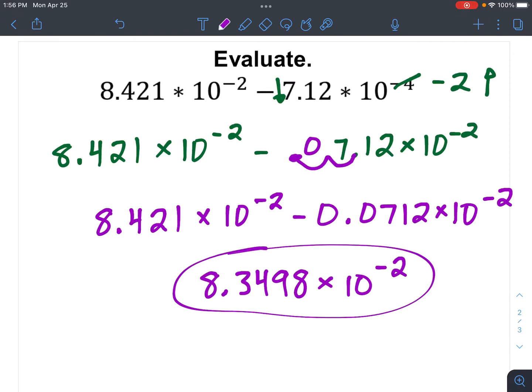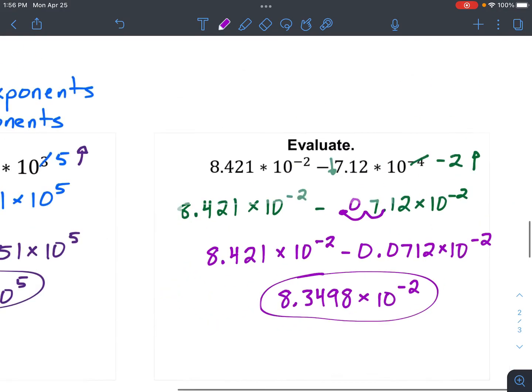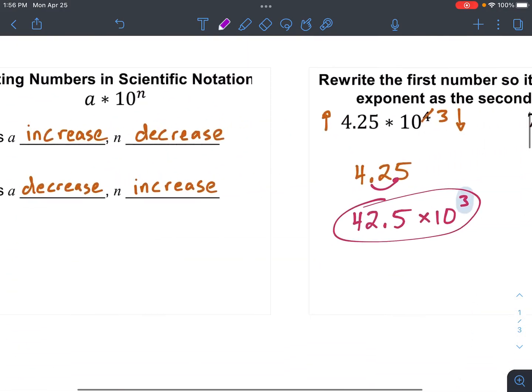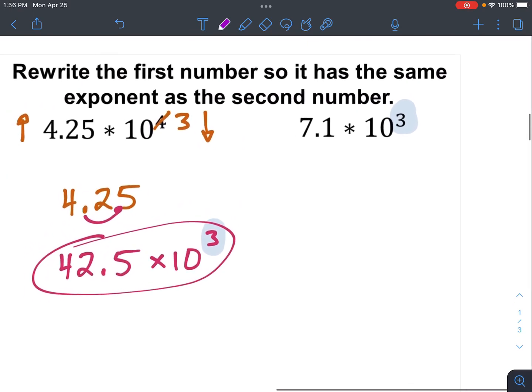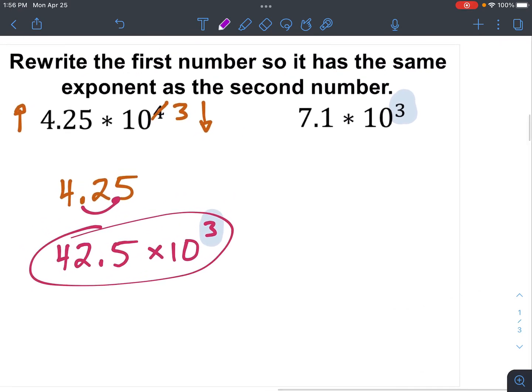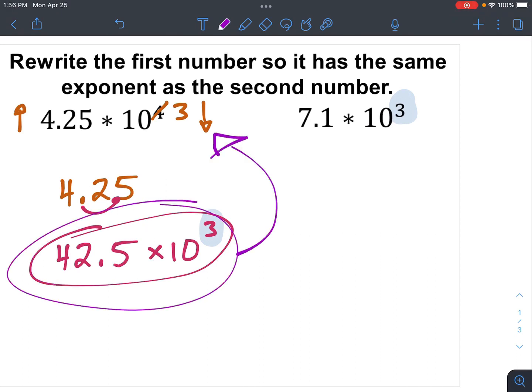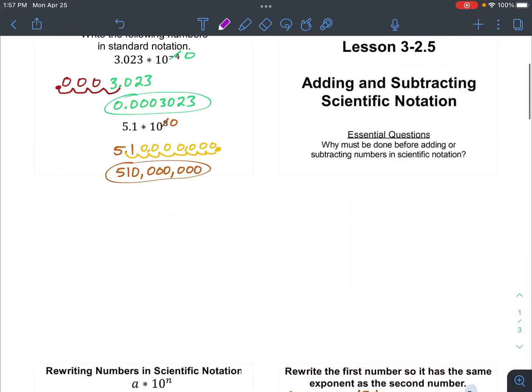I should have said this earlier, but in case you're wondering, what happens if your answer does not have an a value that is between 1 and 10? Well, that's exactly like what we did at the beginning. Rewrite the first number so it has the same exponent as the second number. All we did was learn how to increase and decrease these numbers. So it's going to be just like this, except obviously this one, 42.5, is not between 1 and 10. But we could still do that in reverse. We could take this answer and turn it back to 4.25 times 10 to the fourth. That's something that you're definitely capable of doing, based off of what I've shown you here.